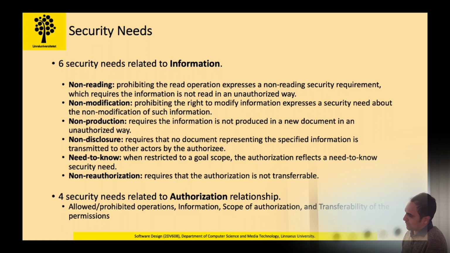This scope defines which goal or objective this authorization is about, and also which document this authorization is about, and the transferability of the permission. So if I give a permission for one data or for one objective, you cannot transfer these permissions to other actors. So these are 25 security requirements about information, authorization, and goals.